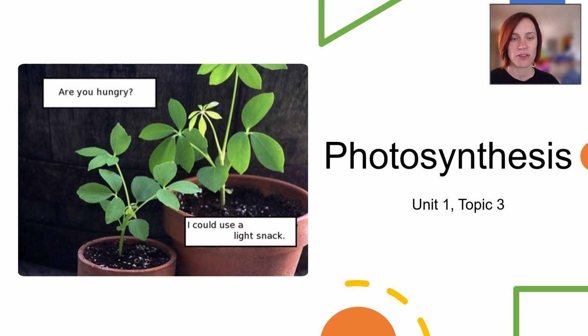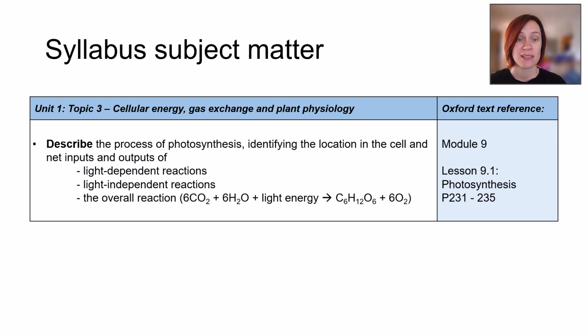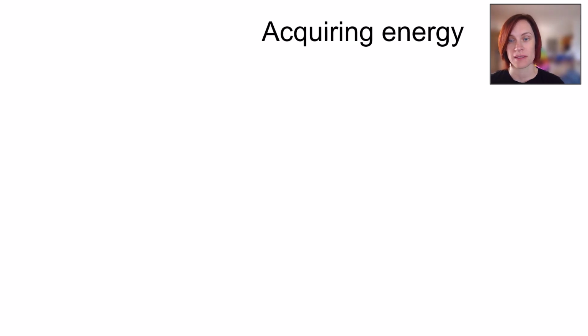In this lesson, we're learning about photosynthesis. We are still in Unit 1. We are in Topic 3. And our focus is very similar to that of cellular respiration. We're looking for inputs and outputs of different parts of the process of photosynthesis.